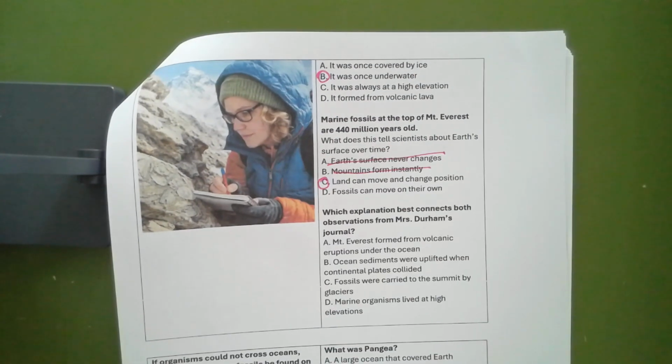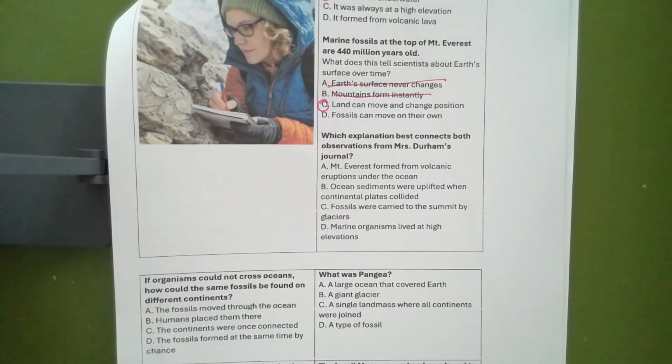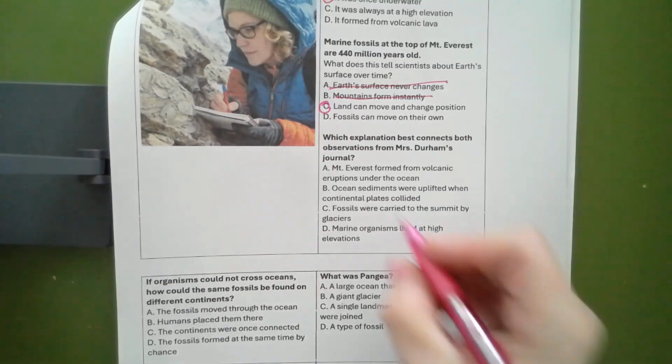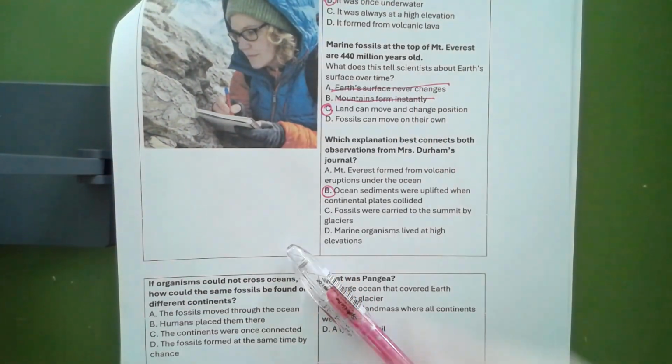All right. Which explanation best connects both the observations from Mrs. Durham's journal? I still want a shiny hammer. It has to be B. Part of the ocean was uplifted and fossils were sent up.